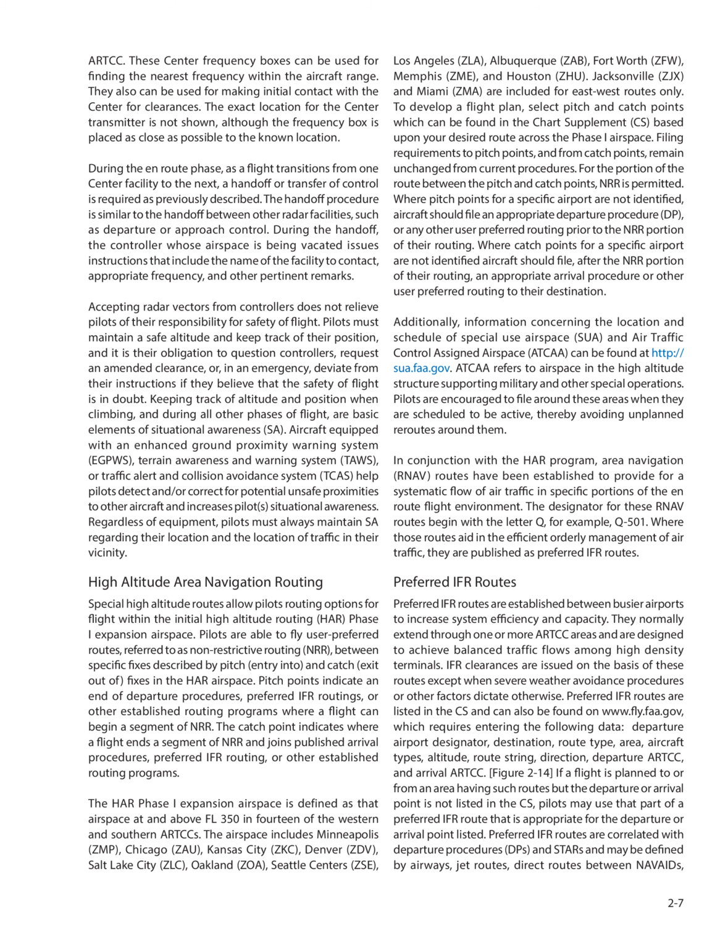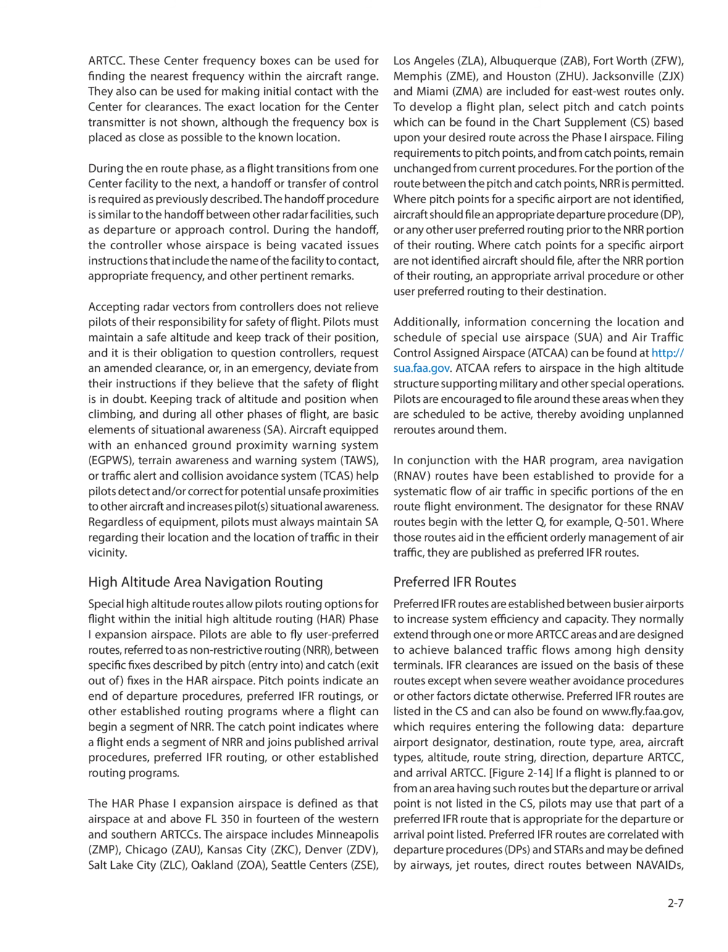IFR clearances are issued on the basis of these routes except when severe weather avoidance procedures or other factors dictate otherwise. Preferred IFR routes are listed in the CS and can also be found on www.fly.faa.gov, which requires entering the following data: departure airport designator, destination, route type, area, aircraft types, altitude, route string, direction, departure ARTCC, and arrival ARTCC.